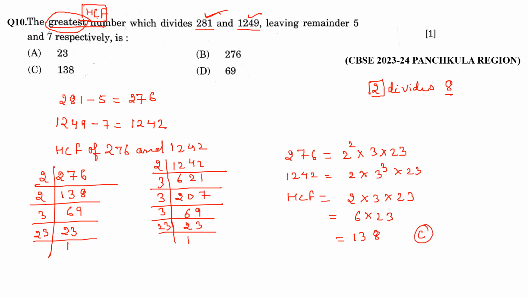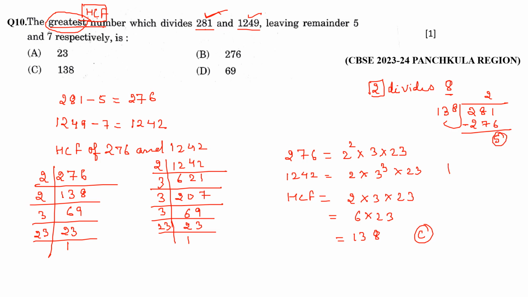And now if you divide 281 with 138, you are going to get 5 as a remainder. Okay, you can divide and see. So 138 times 2 will give you 276. And if you subtract it, you are going to get 5 as a remainder.